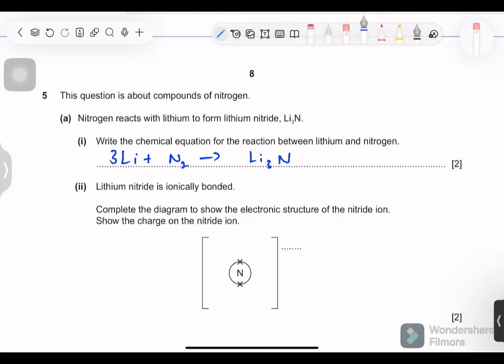So 3 lithium on the right side, 3 lithium on the left side. Okay, but before this, we need what? 2 nitrogens on the right side because we have 2 nitrogens on the left side. So now we have 6 lithiums, so 6 on this side.